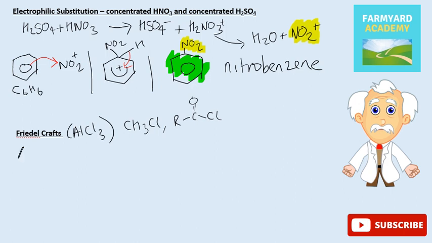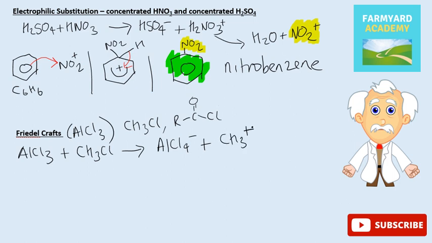Again, start with an equation. So AlCl3, we'll just do chloromethane, so plus CH3Cl, and this AlCl3 is going to take the Cl atom, so you're going to be left with AlCl4 minus plus CH3 plus, and again, because of the positive charge, this now becomes the electrophile.